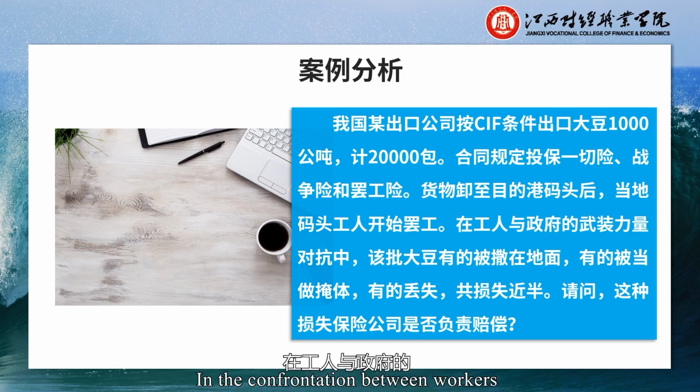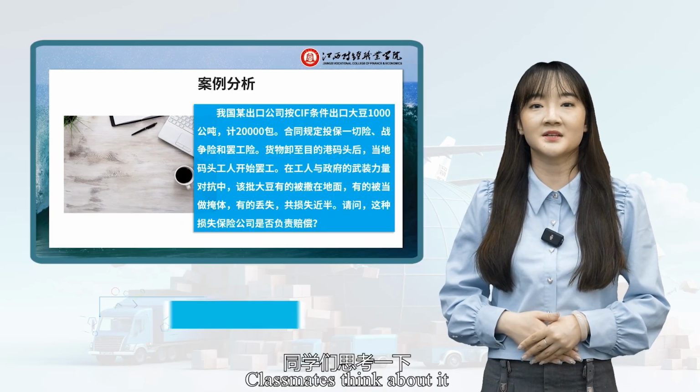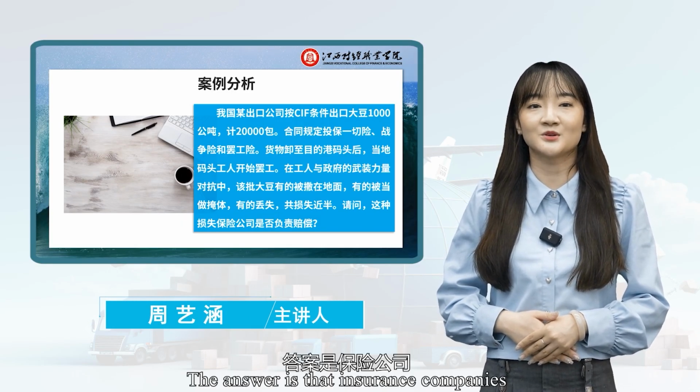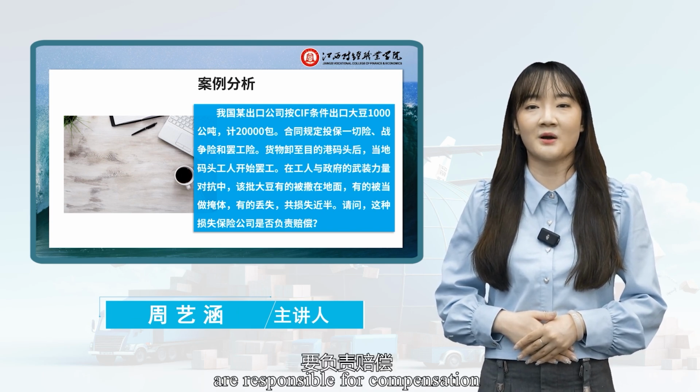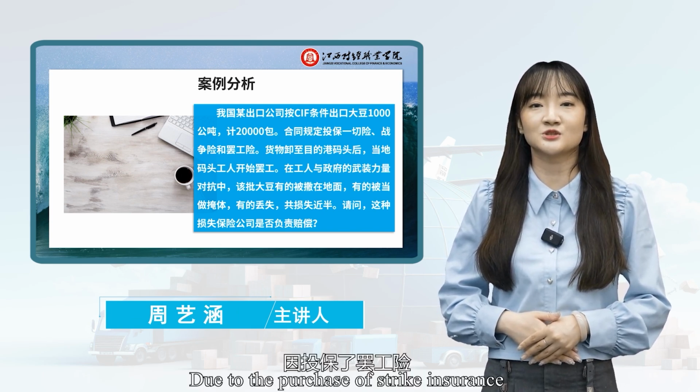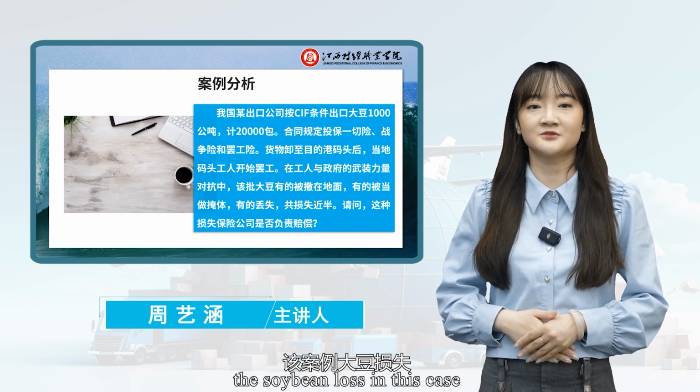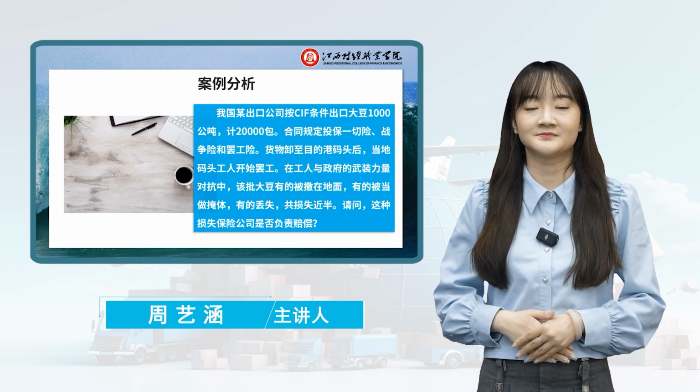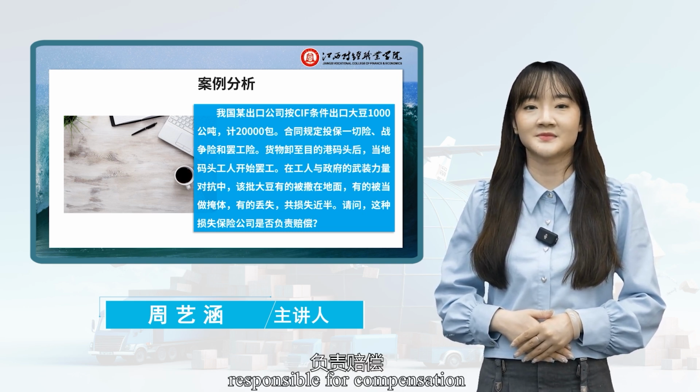In the confrontation between workers and government armed forces, some of the soybeans were scattered on the ground, some were used as cover, and some were lost, with a total loss of nearly half. Excuse me, is this type of loss insurance company responsible for compensation? Classmates, think about it. The answer is that insurance companies are responsible for compensation. Due to the purchase of strike insurance, the soybean loss in this case was caused by a strike, and the insurance company is responsible for compensation.